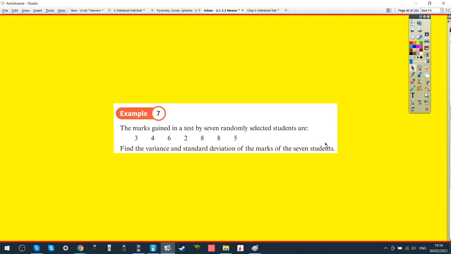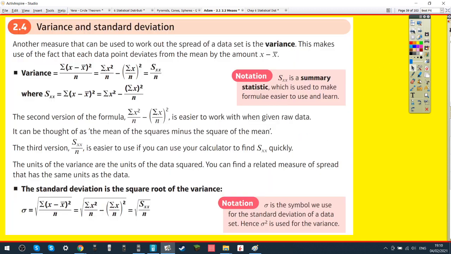Okay, find the variance and standard deviation of the 7 students. Let's see. So the standard deviation is root Sxx over n. So the variance, you get the difference between all the x's and the mean, you square them, you add them all up, and you divide by n.